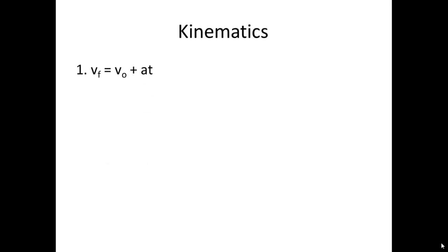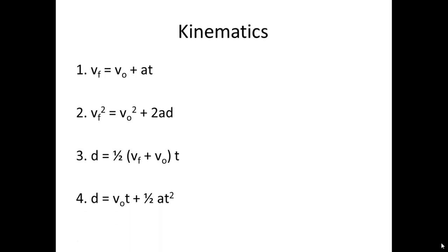The first one, final velocity equals initial velocity plus acceleration times time. The second one, final velocity squared equals initial velocity squared plus 2 times acceleration times distance. The third one, distance equals 1/2 the quantity of final velocity plus initial velocity times time. And the fourth one, distance equals initial velocity times time plus 1/2 acceleration times time squared.